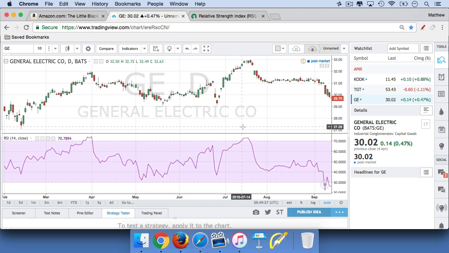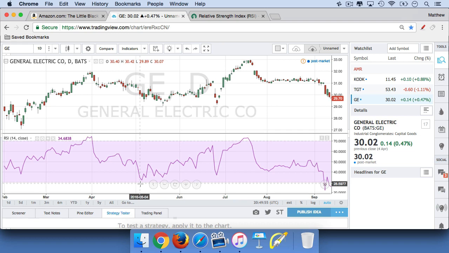Now let me tell you a secret about RSI that a lot of people don't realize. The RSI works well in a sideways market, where the stock trades in a range. Here we have GE trading between 27 and 33. If you're in a sideways market, you can basically go the opposite of RSI. So if RSI closes above 70, it's a good time to go short. If RSI closes below 30, it's a good time to go long.